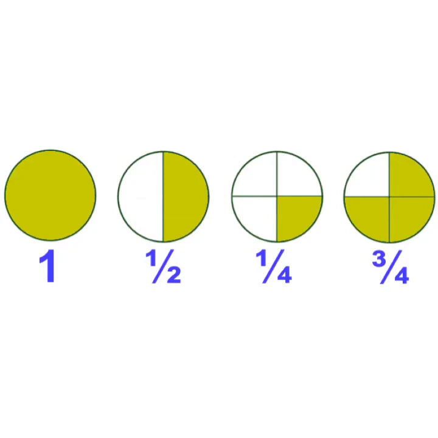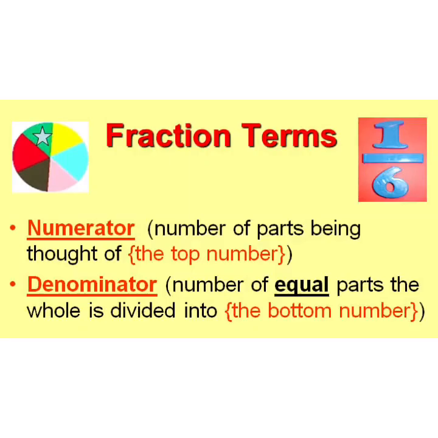Yes, in 1 by 2, 1 is the numerator and 2 is the denominator. In 1 by 4, 1 is the numerator and 4 is the denominator. And in 3 by 4, 3 is the numerator and 4 is the denominator. Children, here we have known what the top number and the bottom number are known as. That is, the top number in a fraction is known as the numerator and the bottom number in a fraction is known as the denominator.